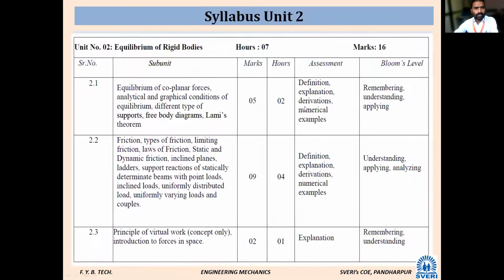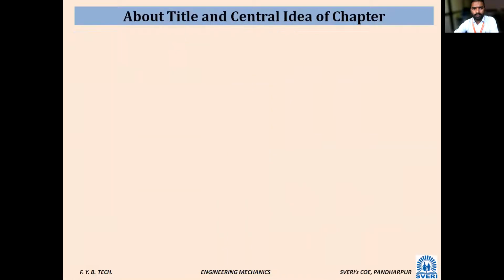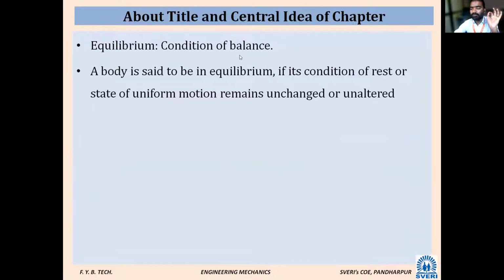Okay, so what is your title? Equilibrium of rigid bodies. So what is the title and central idea of the chapter? First we have to study what the title means. Equilibrium means what? Equilibrium is a condition of balance. A body is said to be in equilibrium if its condition of rest or state of uniform motion remains unchanged or unaltered. Okay, so see, this is a body. I will write it here only.